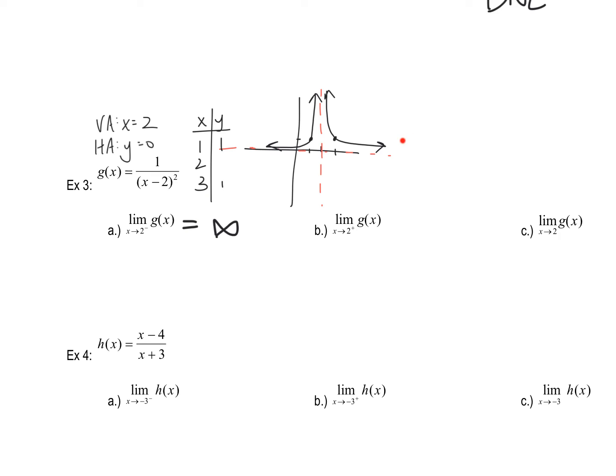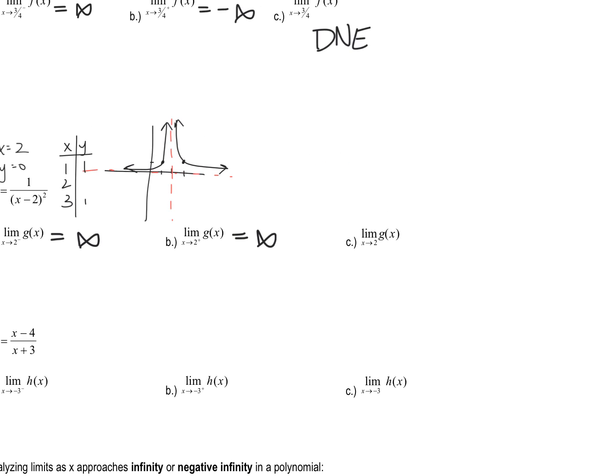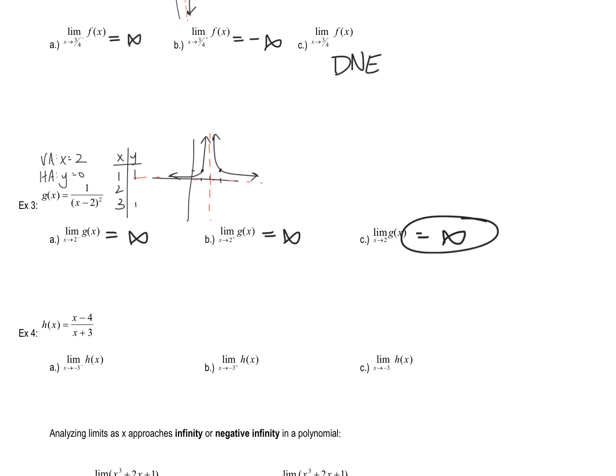So my right hand is approaching 2. It's getting closer and closer and closer to the x value of 2. The y value also continues to skyrocket. So that's also positive infinity. Therefore, we just looked at our first example where the limit actually does exist. It approaches infinity. So that is super exciting.